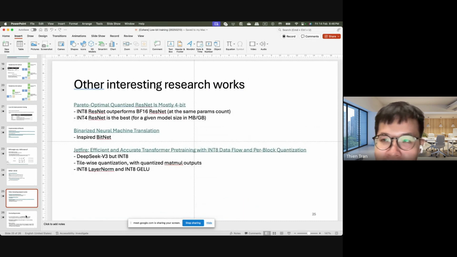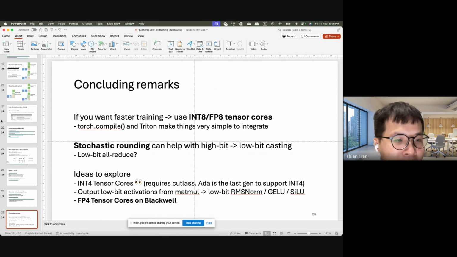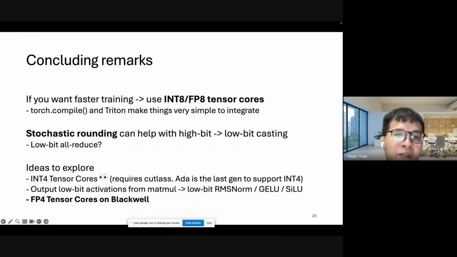Yeah, so that's kind of the end of the talk here. Just to give some conclusion: if you want faster training, basically try to use int8 and FP8. A lot of work has been done for FP8, so if your GPU supports it, you should try it. I think not many people look into int8 anymore, but that's something interesting and good to do because, like I said, on consumer cards it's much faster than FP8. Yep, and thanks to Torch compile and Triton, it's actually quite straightforward to make things fast.